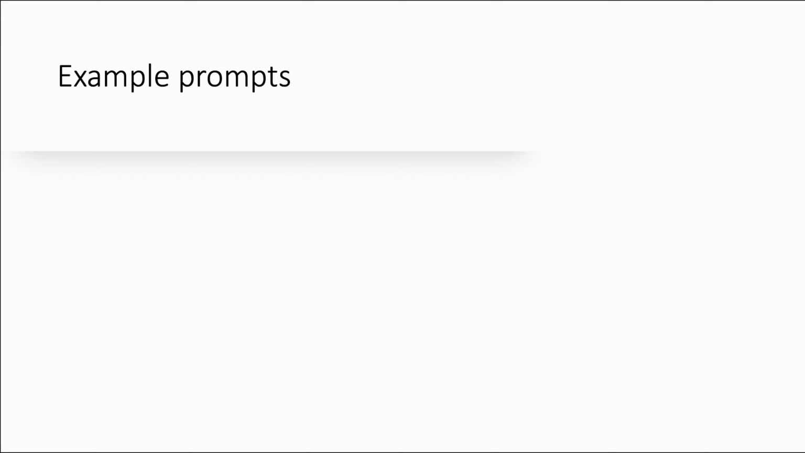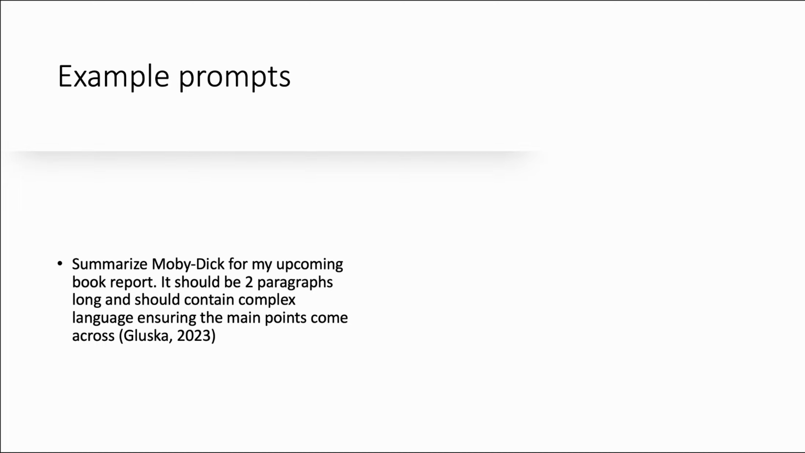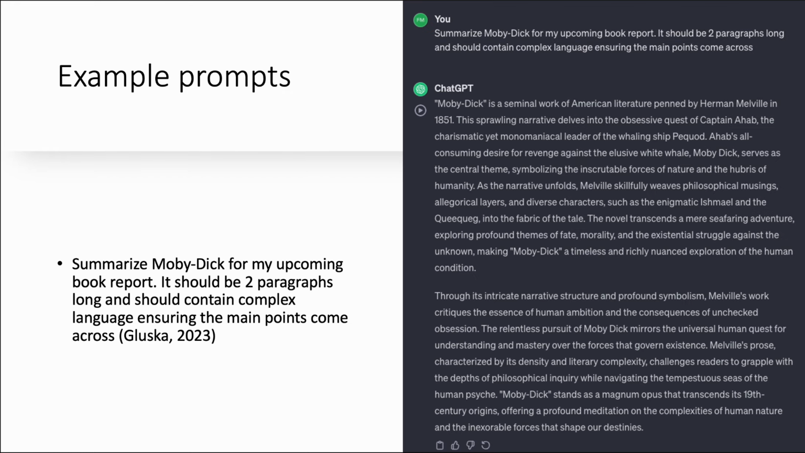Now let's see some more example prompts, assuming you have opened and signed into your ChatGPT account. Input this prompt: summarize Moby Dick for my upcoming book report. It should be 2 paragraphs long and should contain complex language, ensuring the main points come across. Now, what are some of the things you notice on the output?